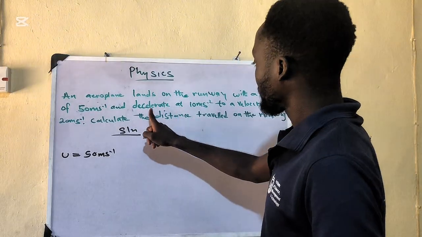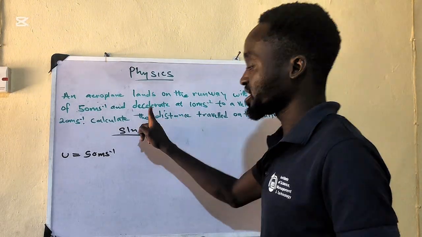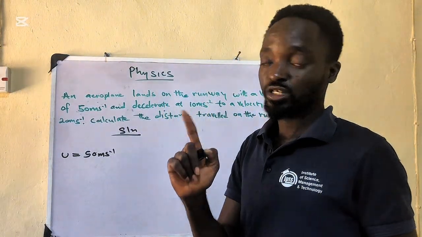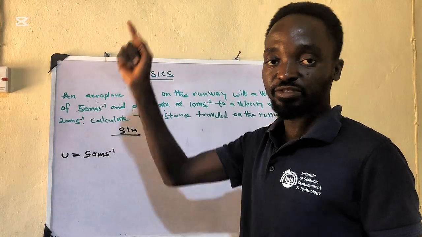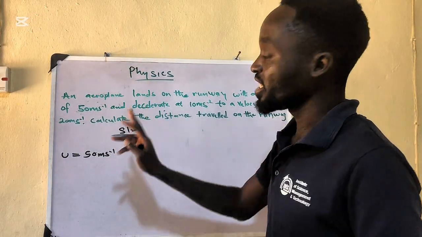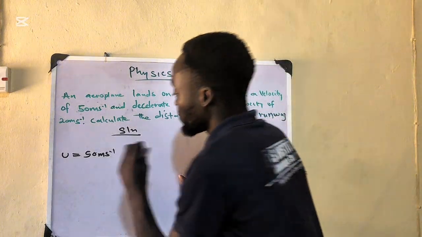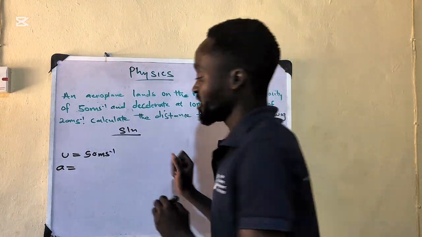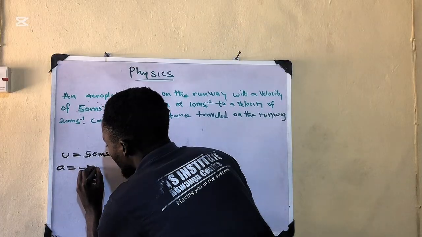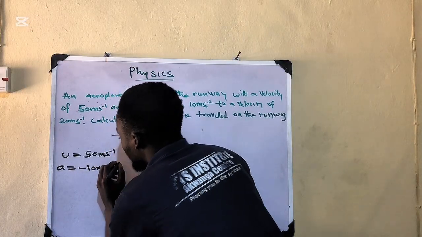And then we are told again that it decelerates at 10 meters per second. Deceleration is the same thing as acceleration, but it's a negative acceleration, implying that the body is reducing its speed. It's not accelerating, but reducing its speed. So deceleration is an acceleration, but in a negative way. So we can write acceleration a is equal to minus 10, because it's a negative acceleration, meaning that the body is reducing its speed.